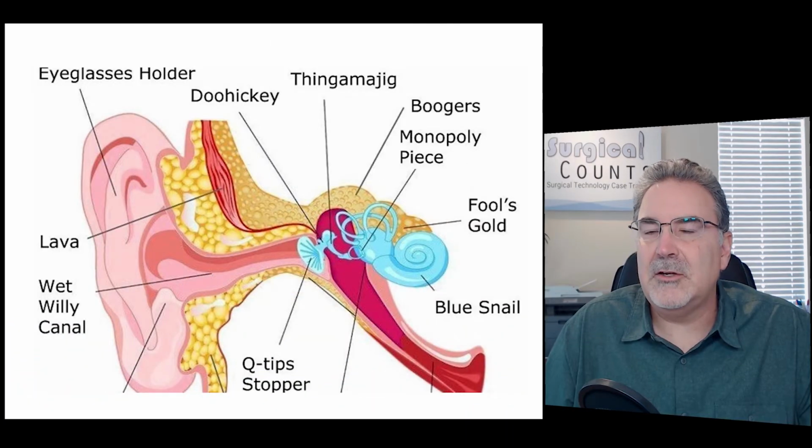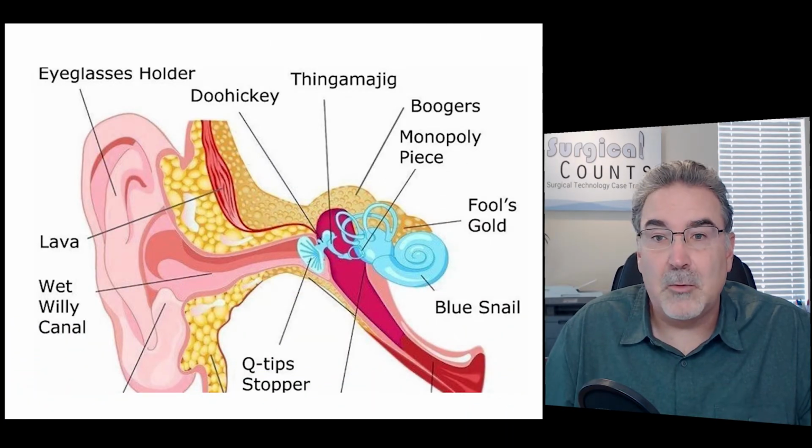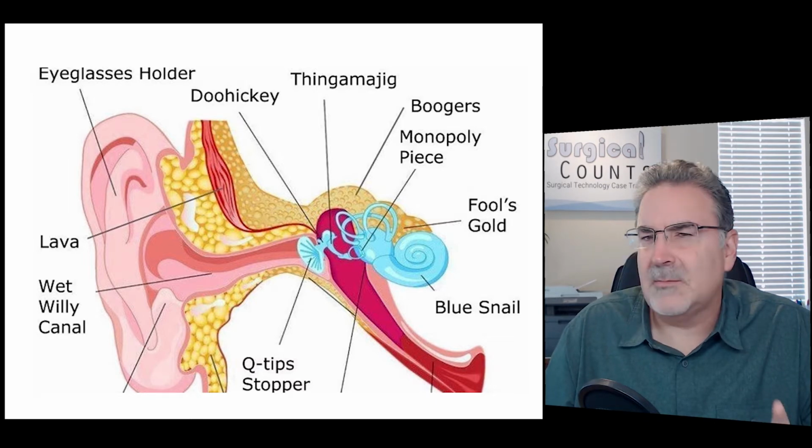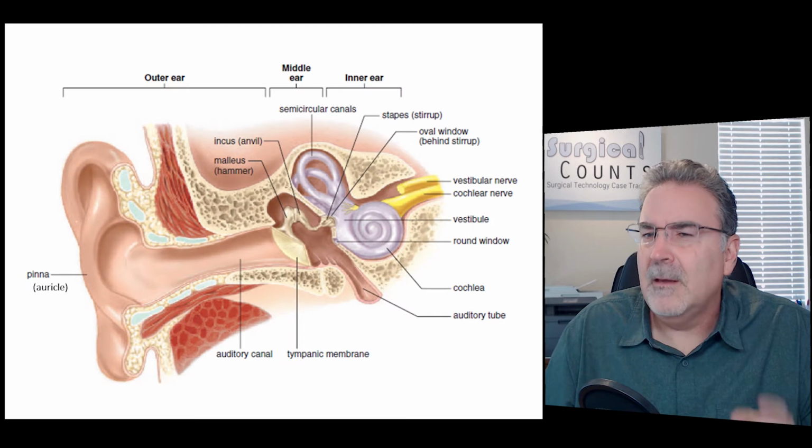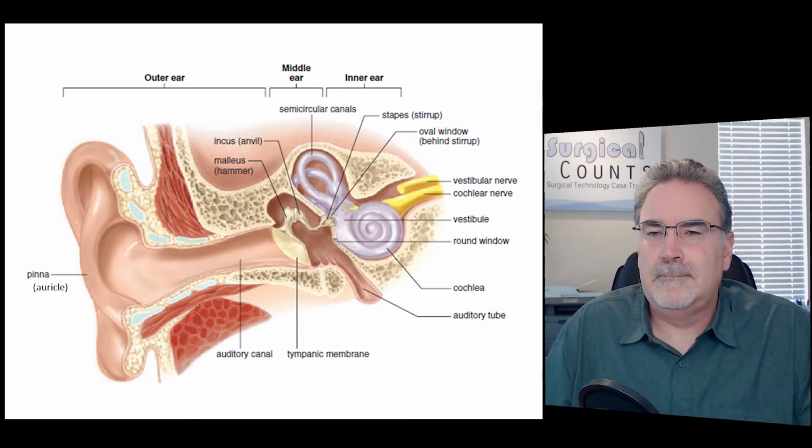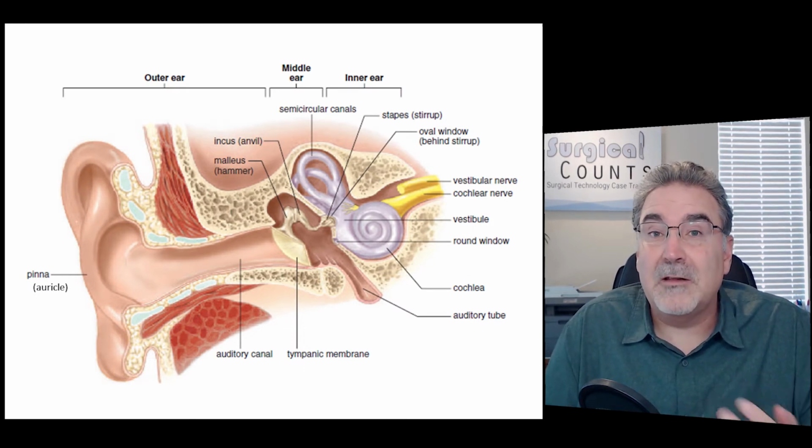And ear anatomy gets interesting because there's lots of stuff going on. We have the doohickey and the thingamajig, and something's not right. Okay, that looks better. The anatomy of the ear is broken up into three sections.